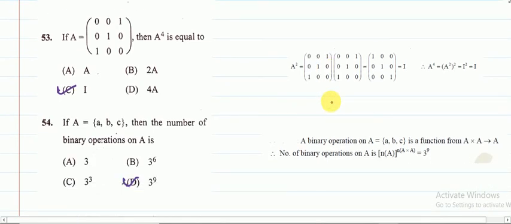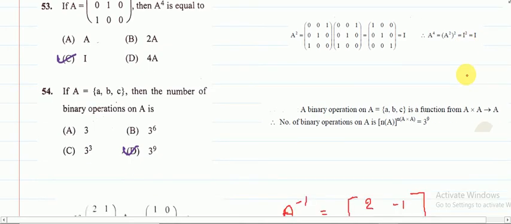Next, question number 53. To find A raised to 4, first of all we need to find A square. If you find A square, then clearly it's an identity matrix. If you get an identity matrix as A square, then if you multiply A square by A square, that is A raised to 4 as (A square) whole square, that is I into I, which is I square, which is also equal to I. If you multiply the identity matrix by itself, then definitely it will be the identity matrix.